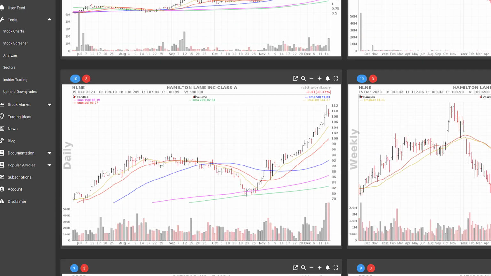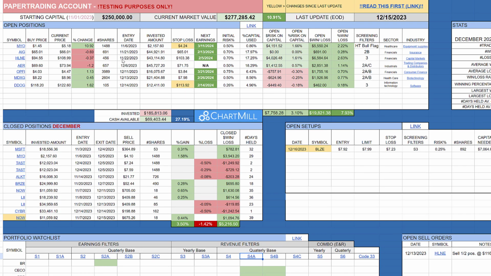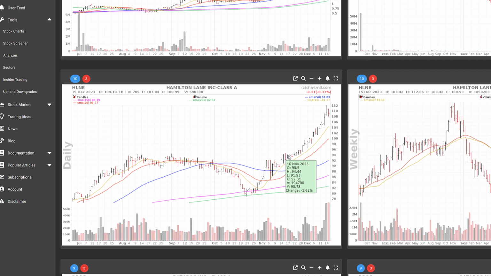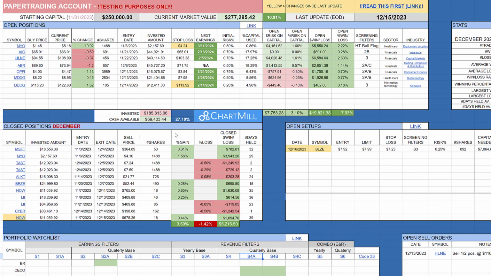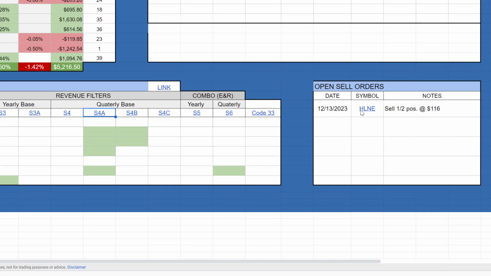HLNE, very nice runner. I entered this one on November 22nd. Very nice contraction pattern, as you can see, and I entered it. A very strong move. Price is above the 10 and above the 20 SMA. And for this position, I also have an open sell order: sell half the position at 116.